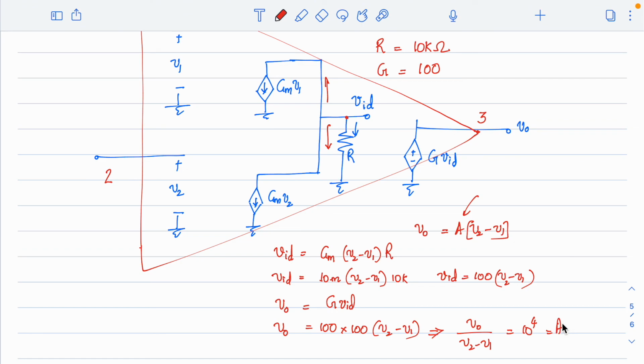So how much is 10 to the power of 4? 10 to the power of 3 is 60 dB, so I think this is around 80 dB. 80 dB is the open loop gain, and this is what we usually check, or this is what we usually need for an op-amp. Very high gain is what we are expecting from an op-amp.